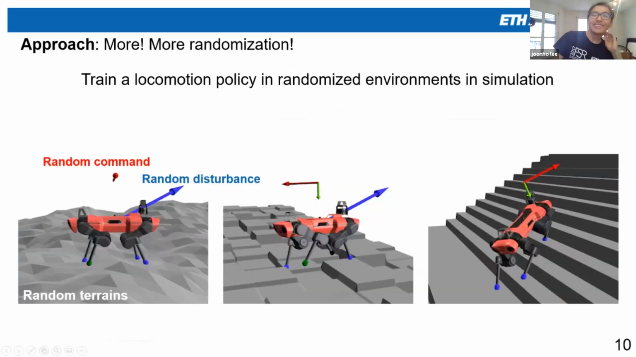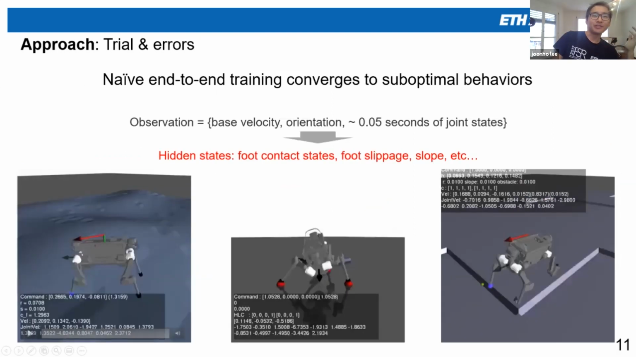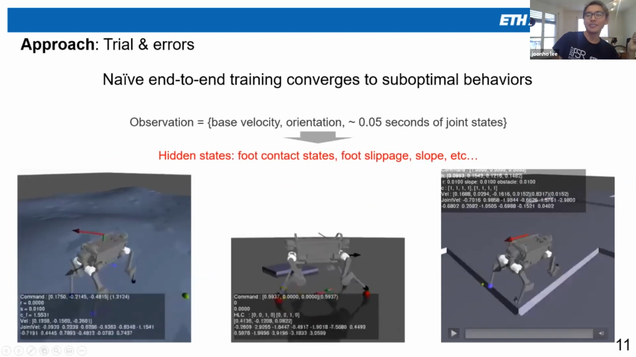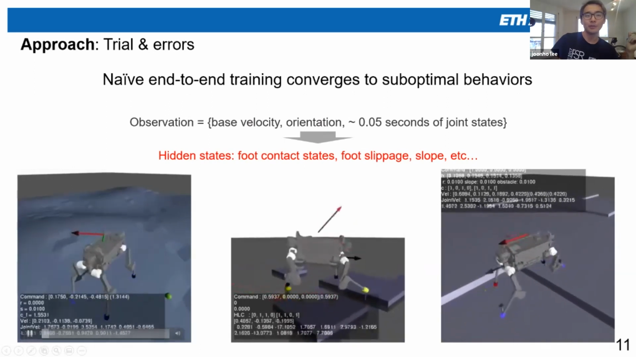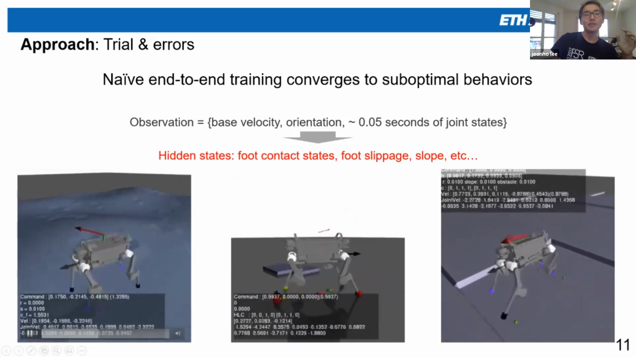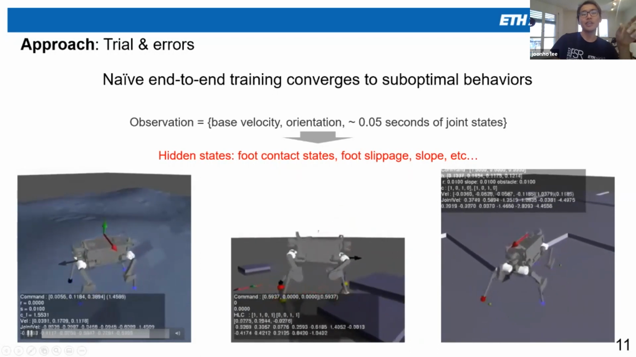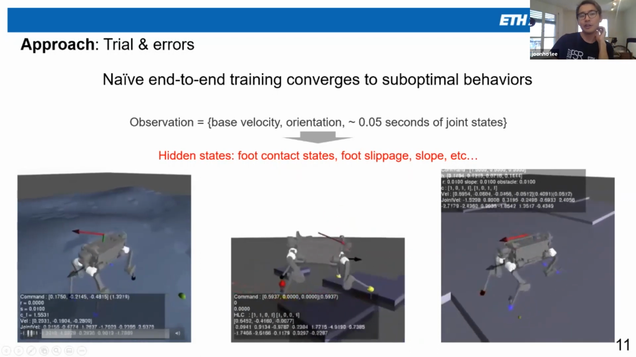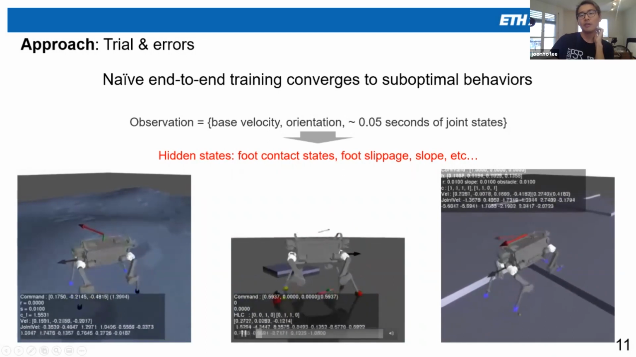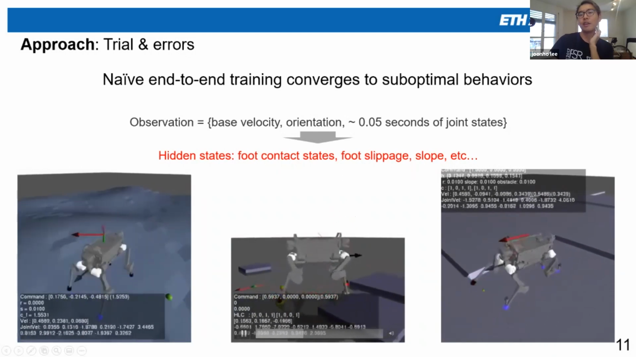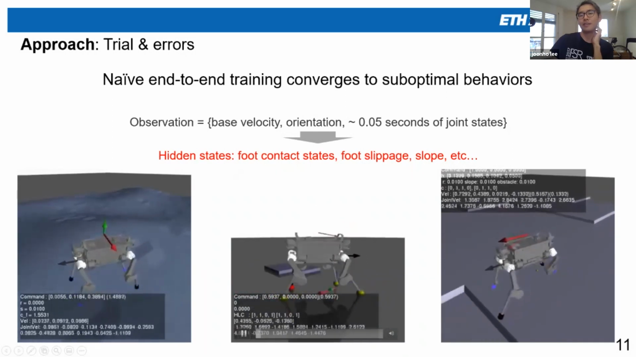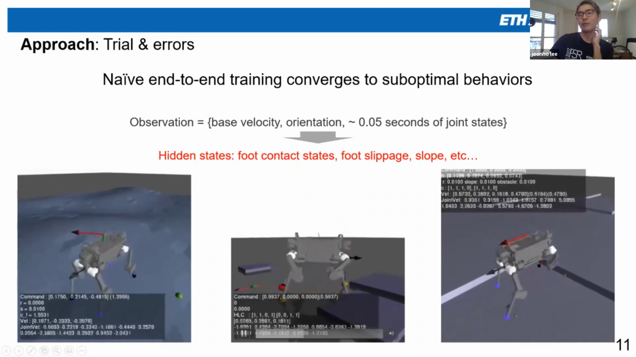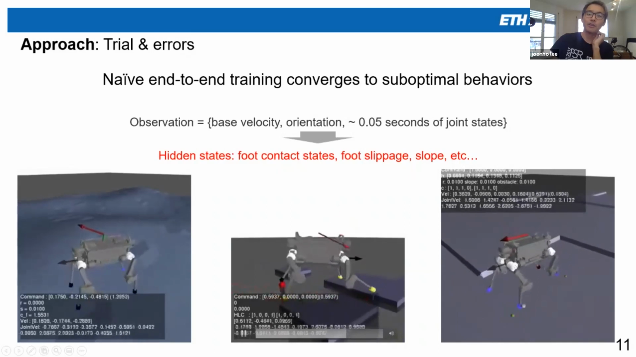But if you just train it end-to-end in random terrains, you usually don't get a nice locomotion behavior. For example, if you just randomize the slopes and train this guy, it just shakes all the time like this, and it doesn't really adapt to slope, or it just does this jumpy behavior and hopes for the best, so that it can just luckily go over this kind of obstacle.